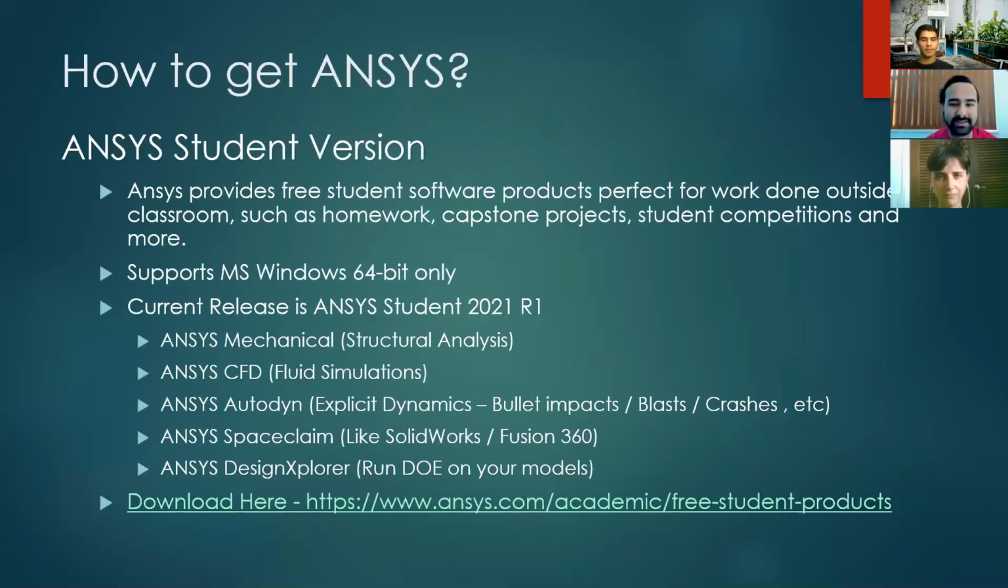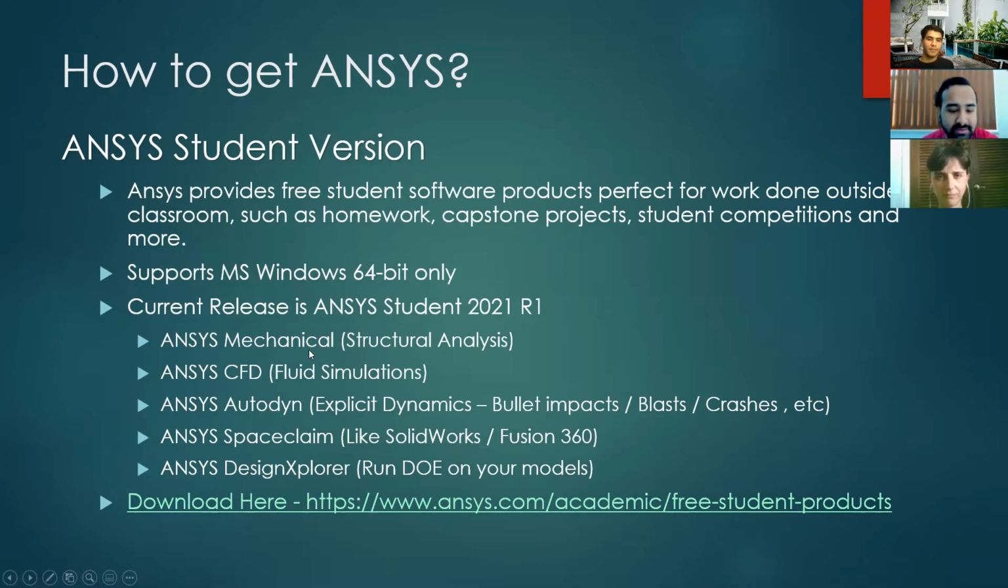First thing, how do you actually get ANSYS? There are two ways. First is you can get access to the ANSYS student version. This is a free software suite that ANSYS provides to students, and you can use it for homework, capstone projects, student competitions, anything academic or educational related. It only supports Microsoft Windows 64-bit, and the current release is ANSYS 2021 R1.